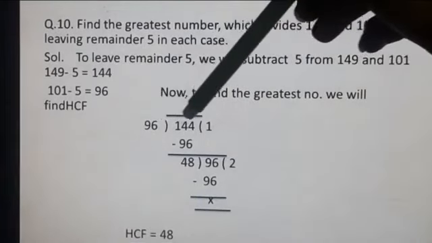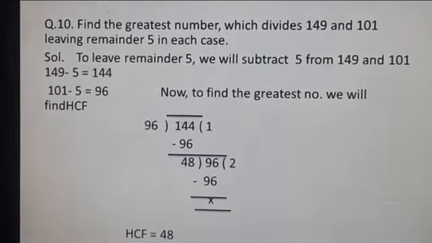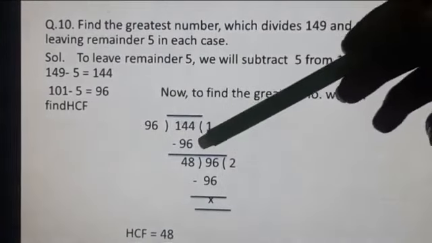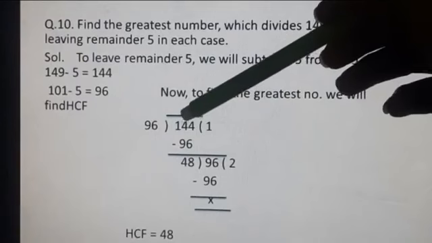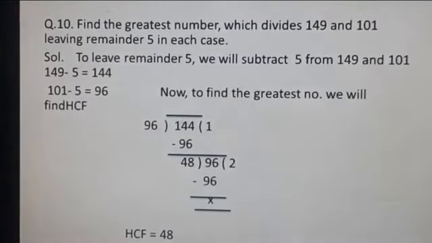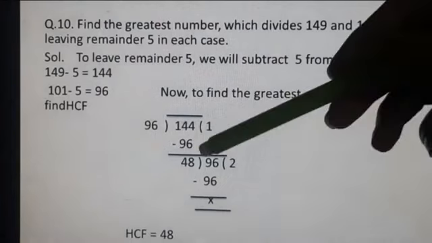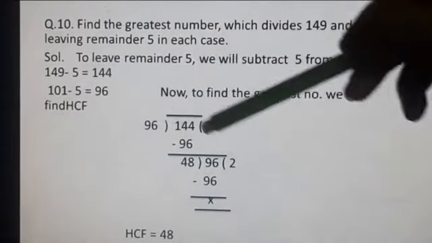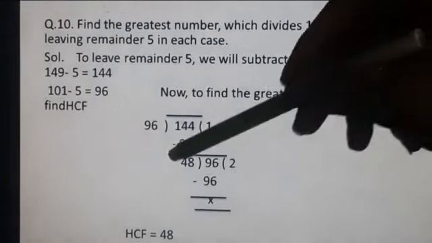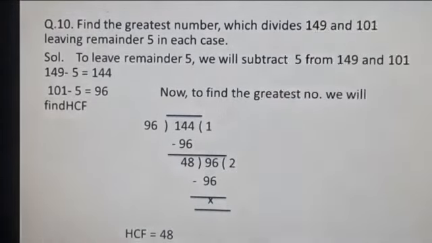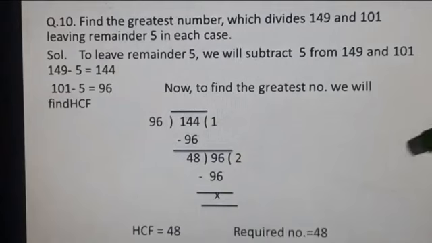144 will become dividend, 96 will become divisor. 96 ones are 96. 14 minus 9, 5, then 14 minus 6, 8. And 13 minus 9, 4. So now 48 will divide 96. 48 twos are 96. So the last divisor is 48. HCF is 48. So we will write down the required number is 48.